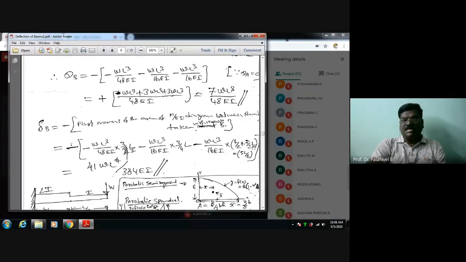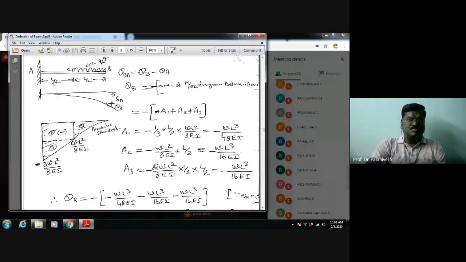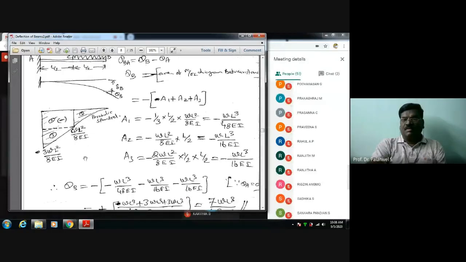It is wrongly written here. It's supposed to be 2/3 L by 2. Okay. So 2/3 L by 2. Here it is wrongly written, I think. 2/3 L by 2. Right. From here it is 2/3. Is it L by 2 only? No. From here it is 2/3 L by 2. From here it is 1/3. Right. So that's all.